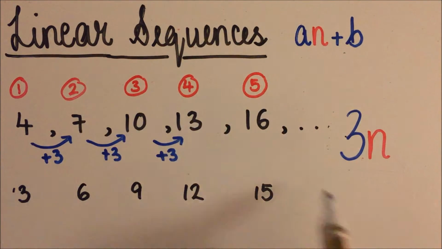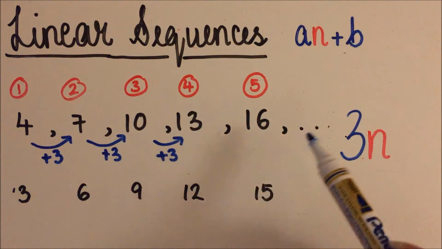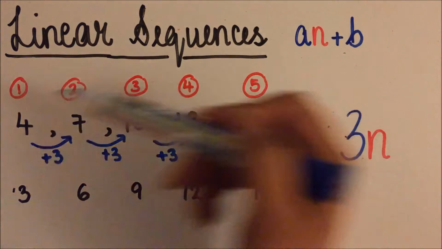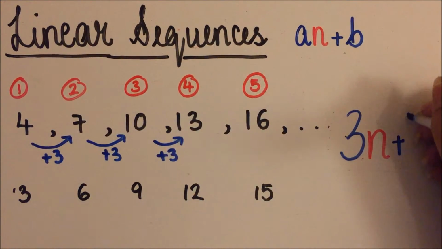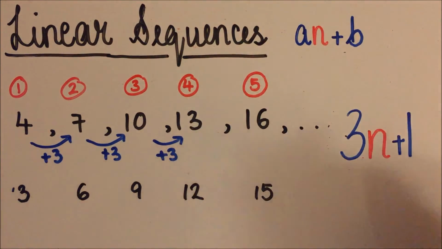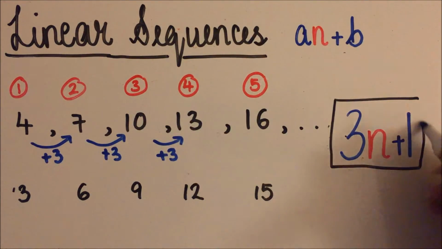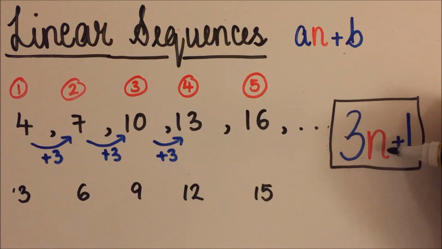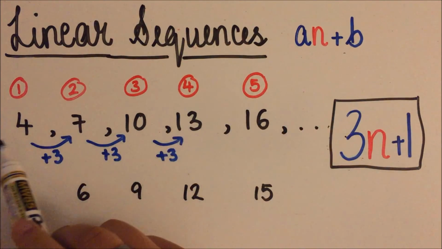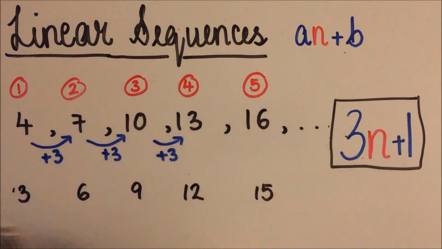And then you wrote down the times table of 3. And then you say, okay, how do you get from these terms to the terms of the main sequence? Well, you add 1. So all you need to do is put the +1 at the end, and that's the question done. And this is the formula, and all you need to do is plug in different values of n. You will be able to find out the term of the sequence here.